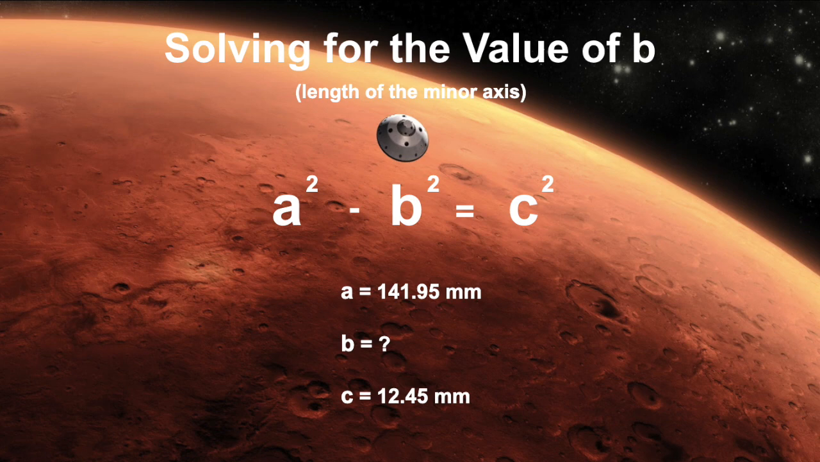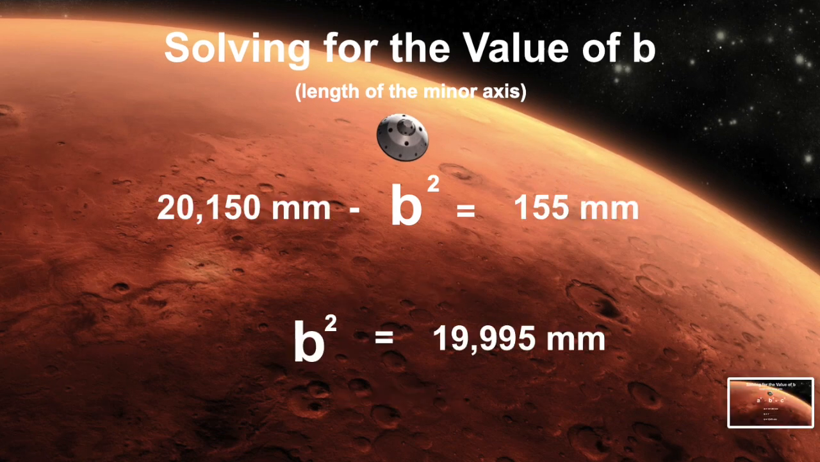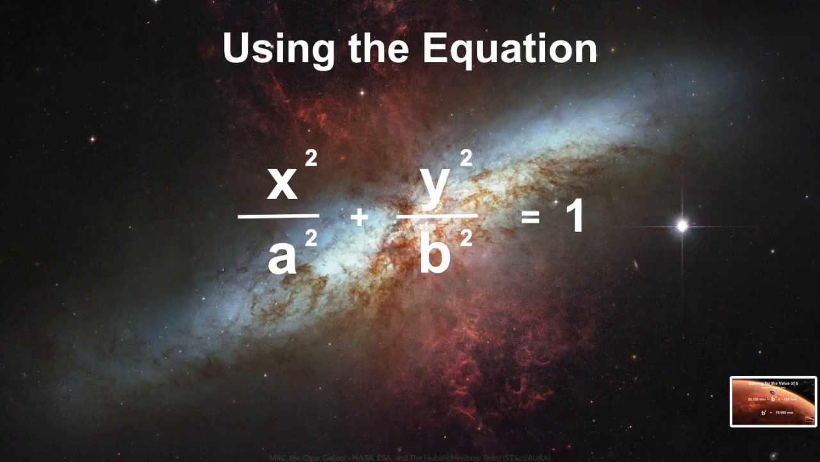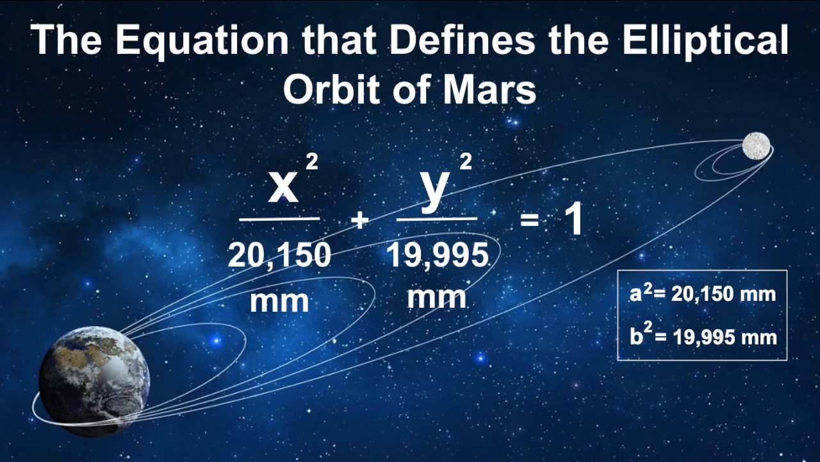Now that we know what values A and C are, we can use our knowledge to find B, the length of the semi-minor axis. In an ellipse, A squared minus B squared equals C squared. If we plug in these values, we can calculate that B, the length of the semi-minor axis, is 19,995 million miles. The final step of the first method is to input the values that we now know into the equation of an ellipse. When we input 20,150 for a squared and 19,995 for b squared, we get the final equation that defines the elliptical orbit of Mars.